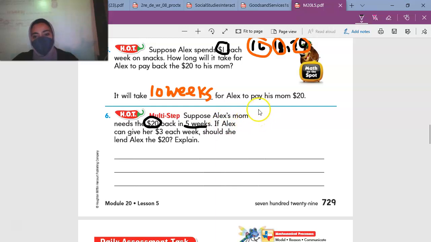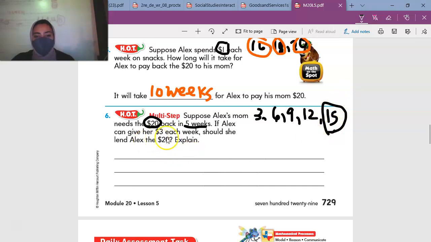Let's see. 3, 6, 9, 12, 15. Let's see, is that 5 weeks? 1, 2, 3, 4, 5. Yep, that's 5 weeks. If he saves the whole amount, can he pay back the $20 in 5 weeks? No. He can only pay back $15 in 5 weeks.